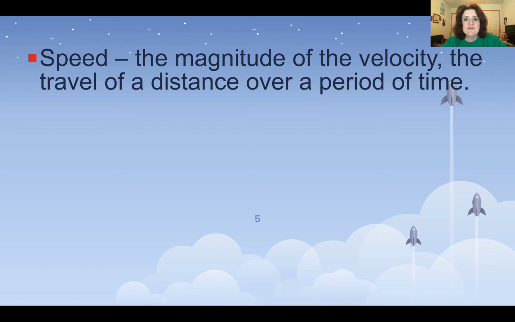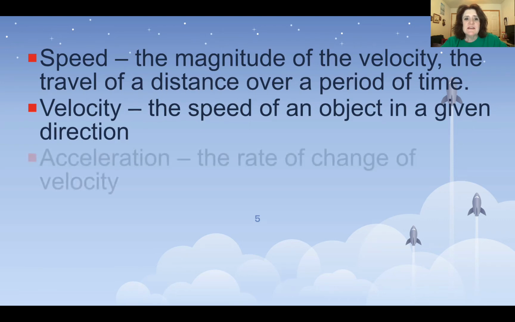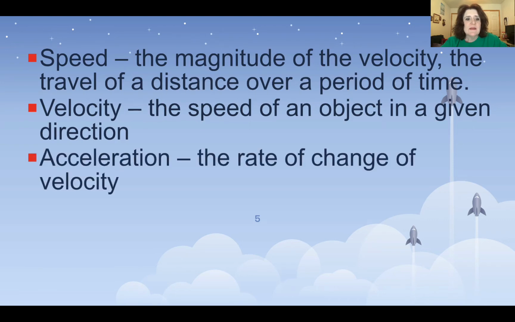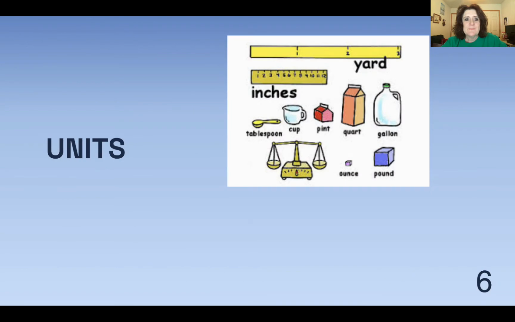Speed is the magnitude of the velocity. It is the travel of a distance over a period of time. Velocity is the speed of an object in a given direction. Acceleration is the rate of change of velocity. Time is an infinite continued progression of existence and events.